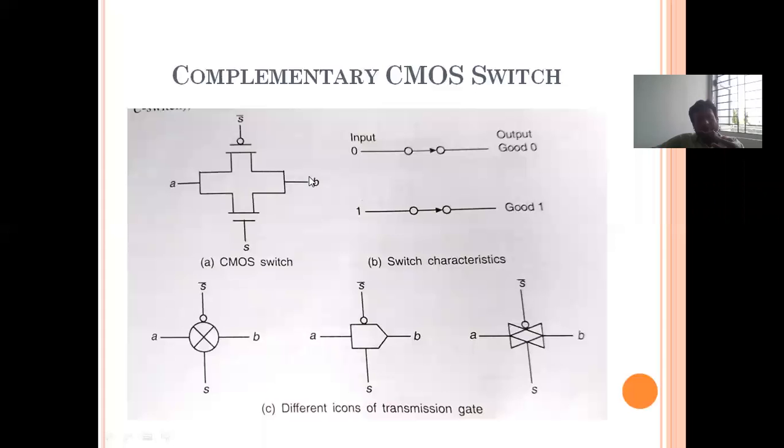We can say complementary CMOS switch, or we can say transmission gate. These are the symbols for the transmission gate. Whenever you have to design a CMOS circuit, you can refer to this CMOS switch symbol. You can also refer to this symbol, the different icons of the transmission gate. From these three, you can refer to any one.